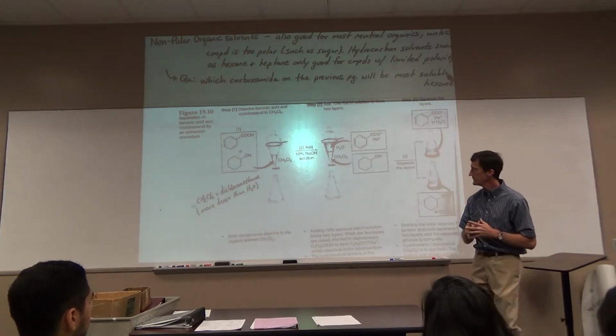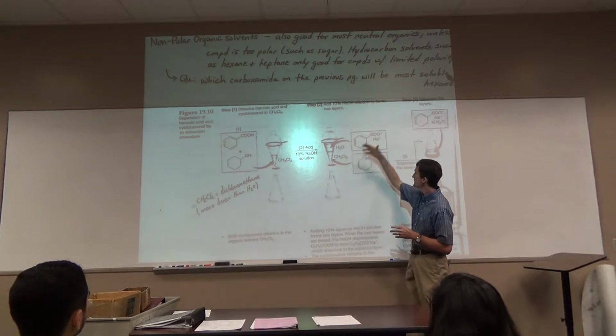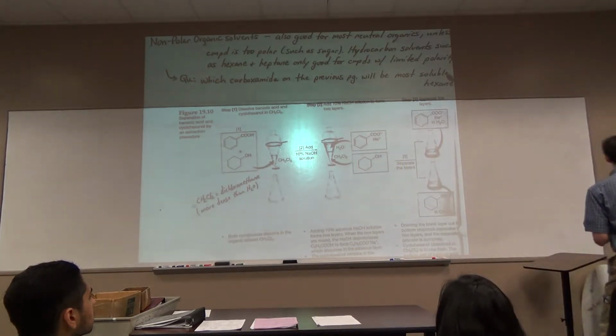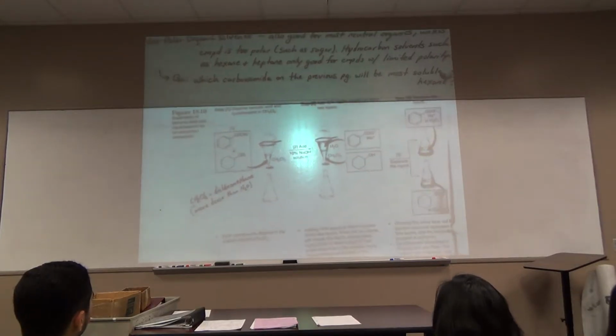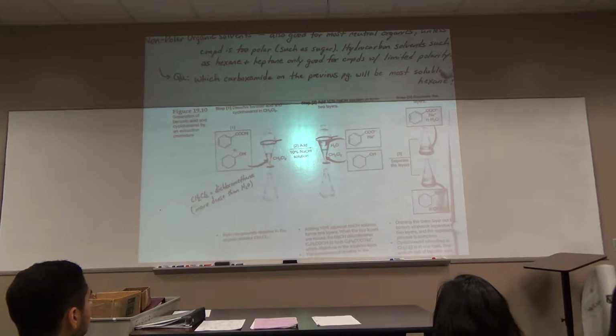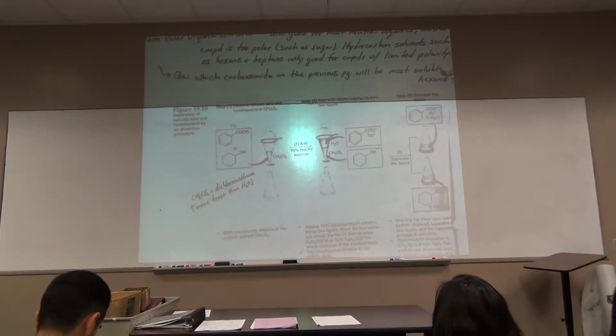Separating compounds by acid-base means getting one of them to become an ion while the other stays neutral. Does that scenario make sense? Questions about acid-base extraction? We'll see it again at the end of the next handout.